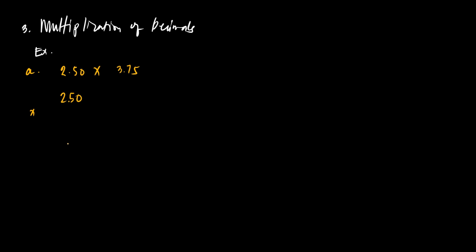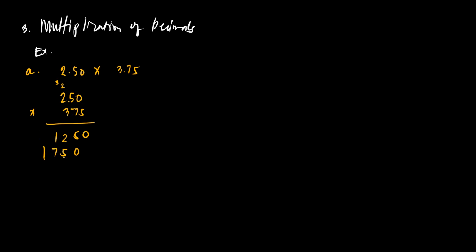By the way, nalimutan ko nung binasa ko na diretso. So, we have 3.75. Okay, then multiply. 0 times 5, you will have 0. 5 times 5, you will have 25. Carry 2. 2 times 5, you will have 10 plus 2, 12. 0 times 7, you will have 0. Mag-move lang tayo kasi pagbababa, mag-move tayo ng isang place. Okay? 5 times 7 is 35. Carry 3. 2 times 7 is 14 plus 3, you will have 17.